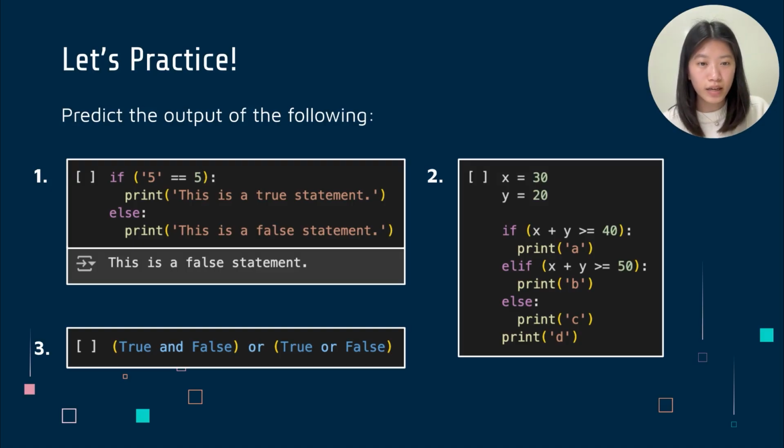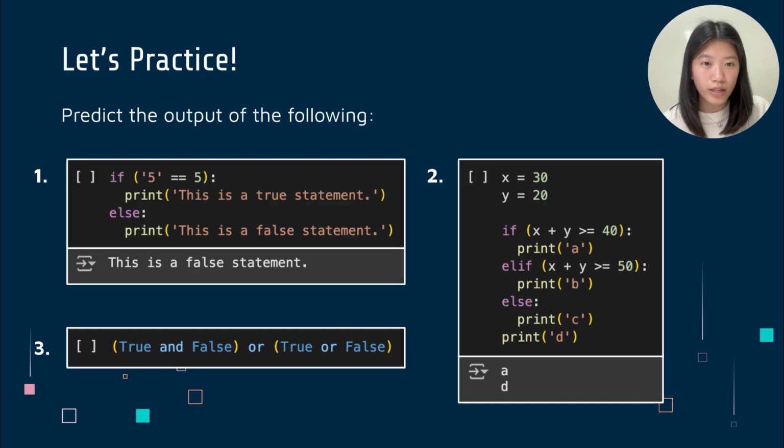In question 2, the answer is going to be A and then D. And we know this to be the case because we created a variable x is equal to 30 and we created a variable y is equal to 20. And first, we're going to check if x plus y is greater than or equal to 40. X plus y is going to be 50, which is greater than or equal to 40, so we're going to print A. Because this if statement evaluated to true, we skip the elif and we skip the else statement. However, we see at the very end of this code chunk, there is a print statement to print D. Since this line is not indented in the else statement, it's not a part of the else statement chunk, so we're just going to run this line no matter what, which is why the output is going to be A and then D.